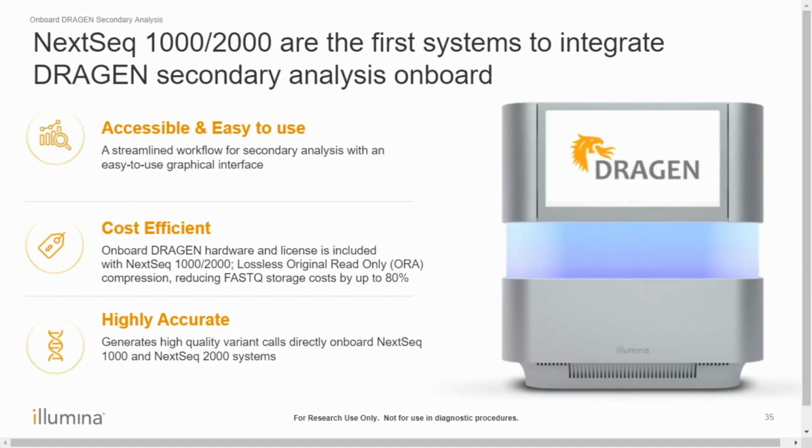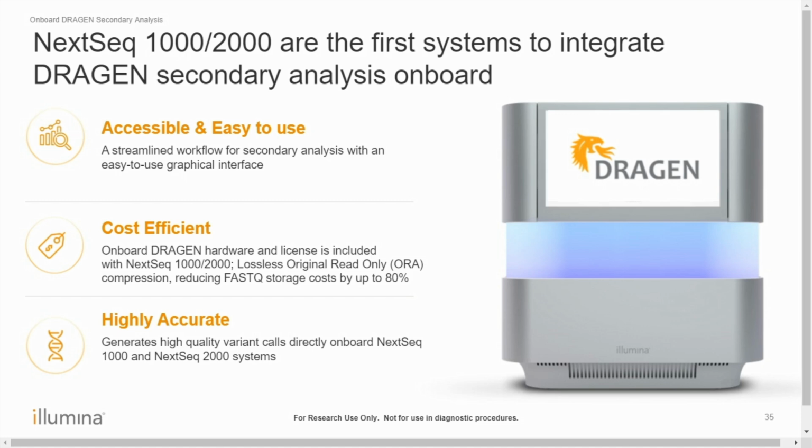NextSeq 1000-2000 is one of the first systems to have DRAGEN secondary analysis on board. This is a paradigm shift for sequencers where you can get variants as a direct output from the sequencer. Let's look at the benefits for a minute. It's accessible and easy to use, allowing you to do secondary analysis on the instrument with an easy-to-use graphical interface.